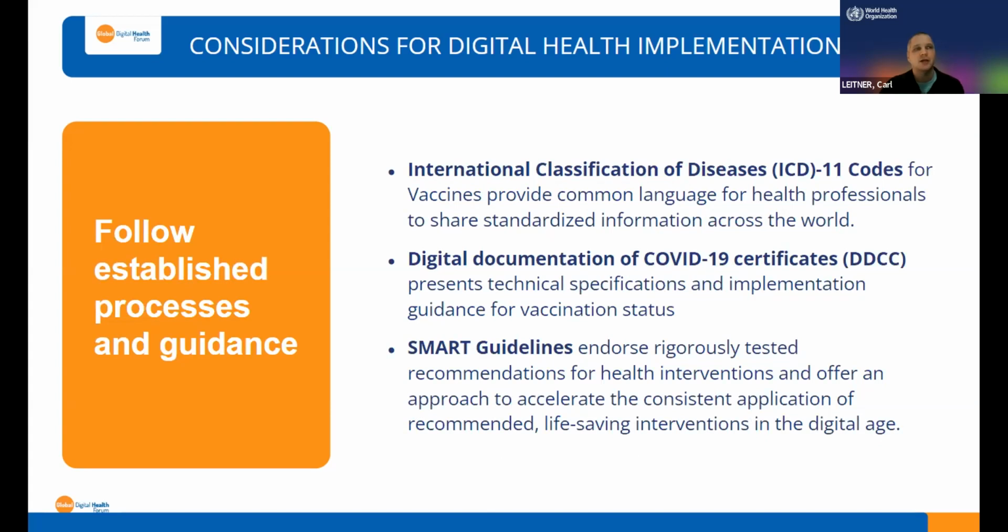For vaccination delivery and service delivery support, there are a number of processes and guidances that are already out there that you can utilize. First of all is the ICD-11 or International Classification of Diseases, which has vaccine codes, as well as codings for various diseases, conditions, symptoms, and adverse events that you can use in the classification of various aspects of the digital implementation.